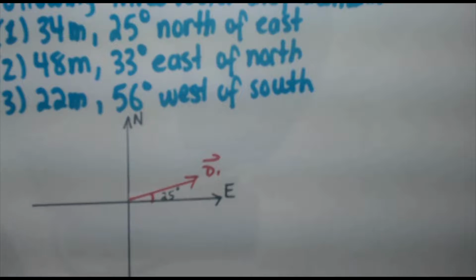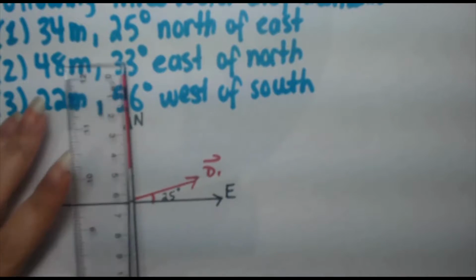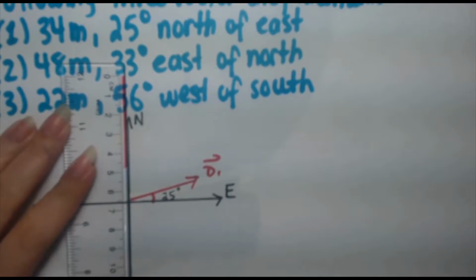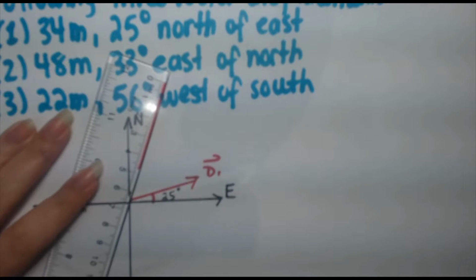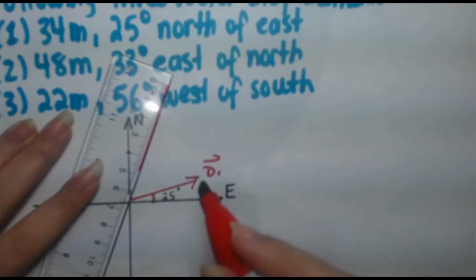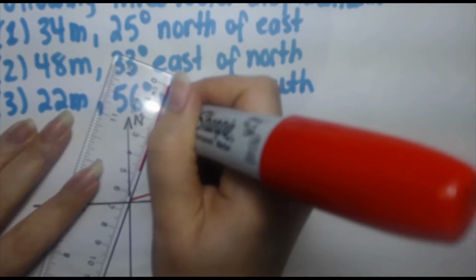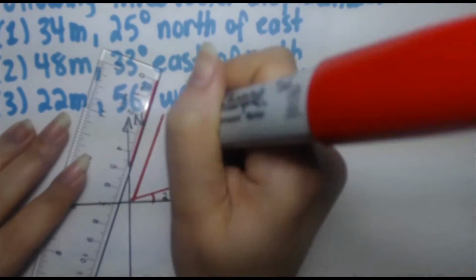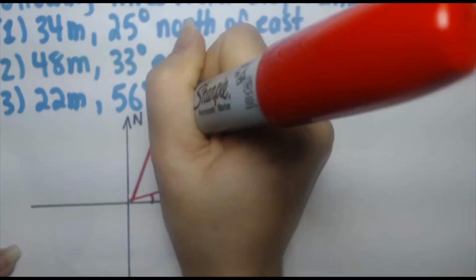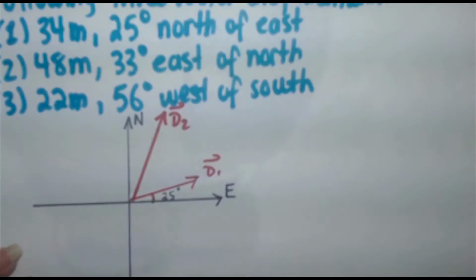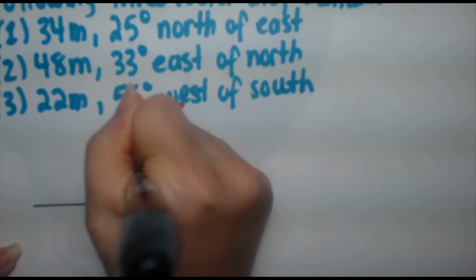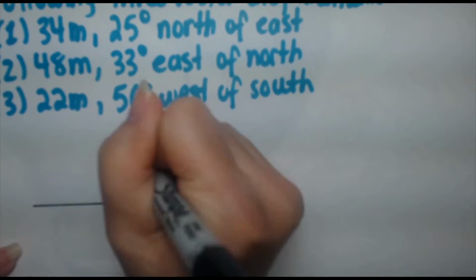D2, excuse me, is 48 meters 33 degrees east of north. So this time you start at north and you go 33 degrees east, so that's going to be roughly there. And this is 48 meters, the longest vector, so I'm going to draw it up here. So that is D2, and the angle here is 33 degrees.